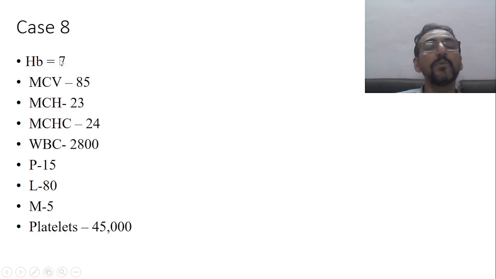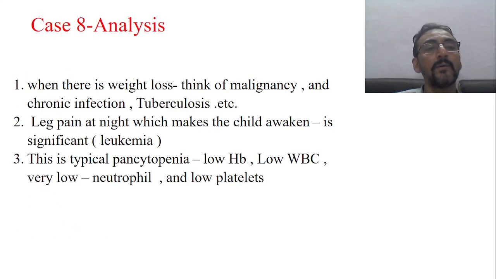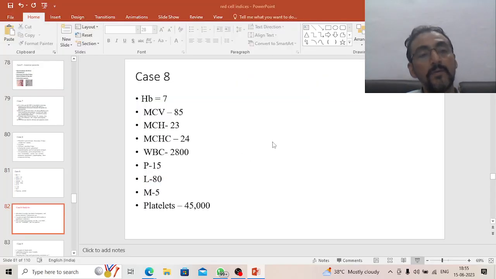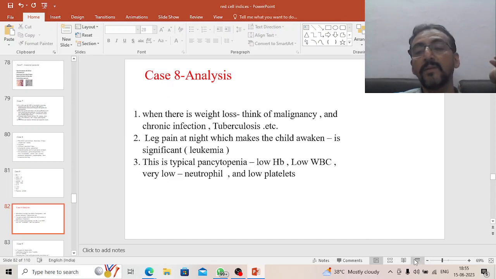About the cell lines, now look at the cell lines. All the three cell lines are affected or not? HB is also affected. RBC, WBC are also affected. Platelet is also affected. Almost all the three cell lines are affected, and all the three lines are showing decreased values. Okay, so now this is a typical case.